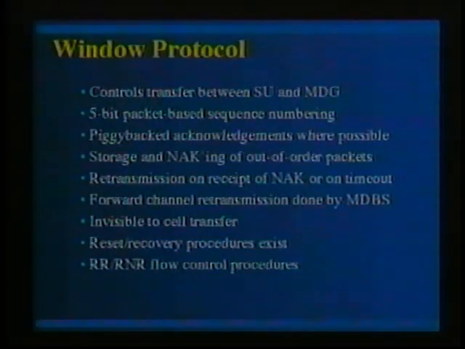The second thing we've done with retransmission is we've offloaded the retransmission function from the MDG into the MDBS so that retransmission is contained within a cell. This protocol allows the sequence numbers to be transferred as you move from cell to cell, the result being that cell transfer is invisible to the flow of data. But in certain circumstances, the two sides may get out of step, in which case we have reset and recovery procedures, again similar to those in Lab B.